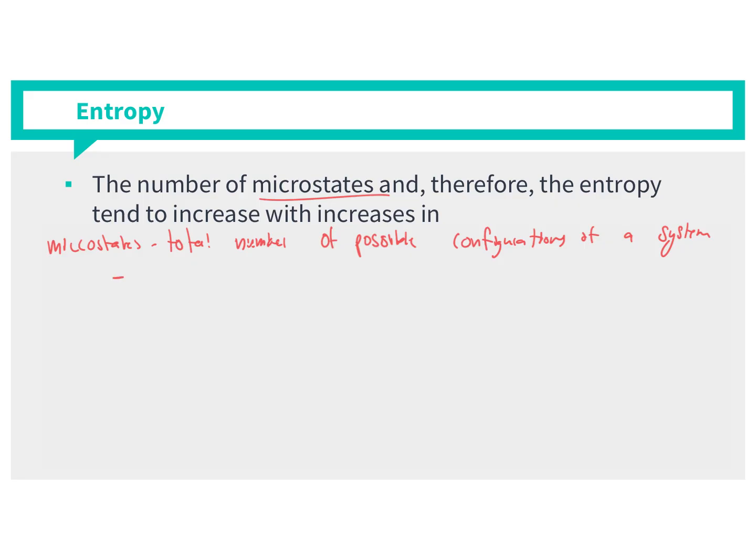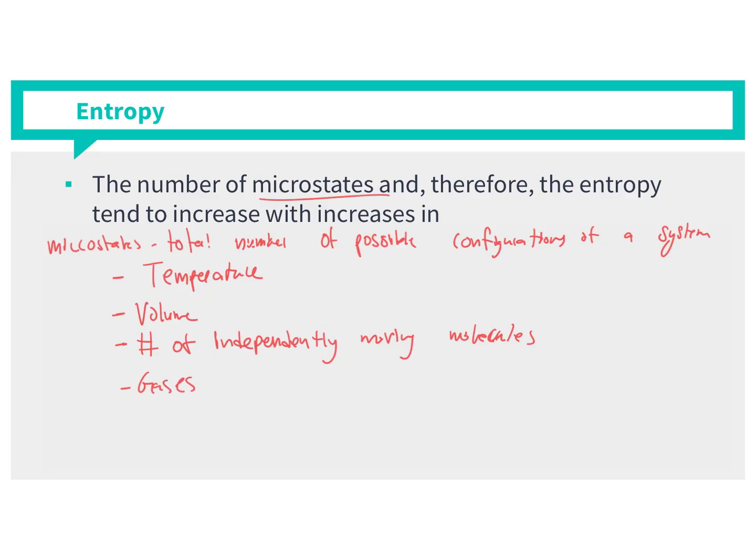So there's a few factors that increase entropy. One is temperature. Volume will change your entropy. The number of independently moving molecules, gases, which form from solids or liquids, so essentially a phase change, but specifically to a gas.